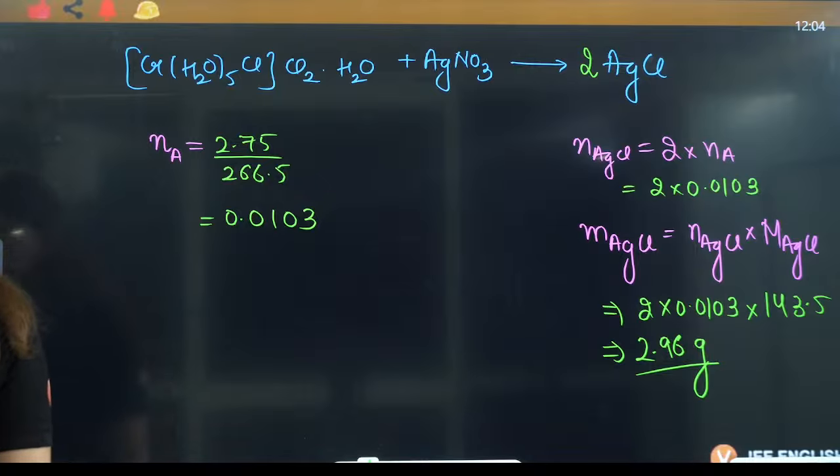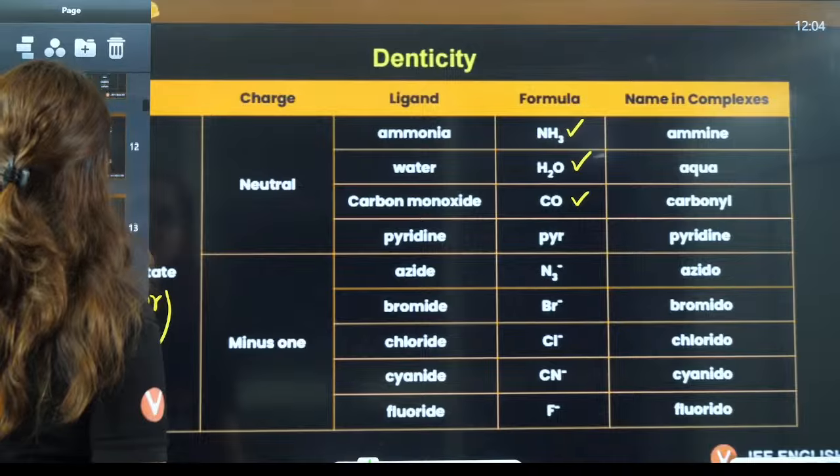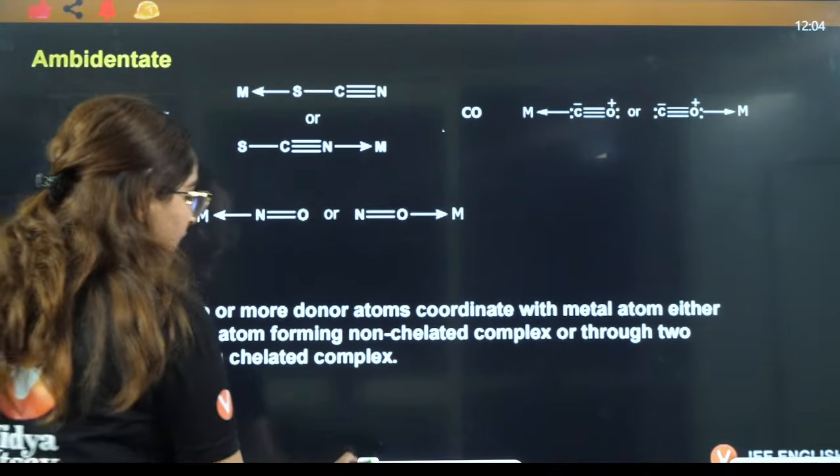Okay, yes. Okay, let's see. Now let's talk about ambidentate and flexidentate ligands.